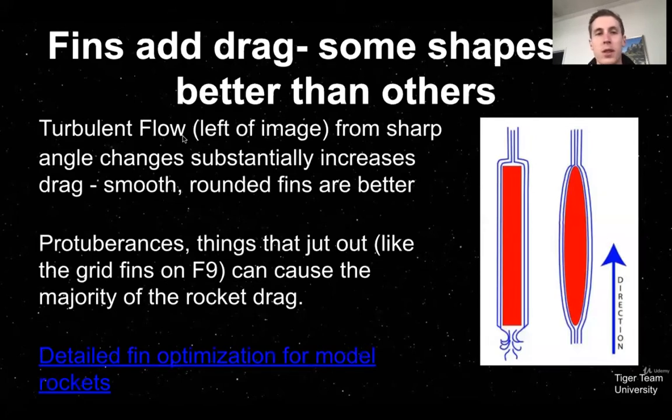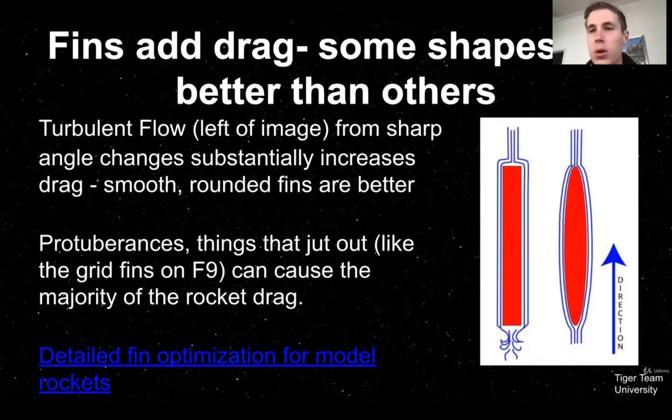So certain things that jut out from the rocket can add a lot to the drag by both increasing the cross-sectional area and disturbing the flow of air around it. For model rockets, these are fins and other things that jut out that can cause a huge amount of rocket drag. On major rockets like the Falcon 9, this can be like the grid fins. They're called protuberances, and they can seriously increase the drag of the rocket by a large amount.